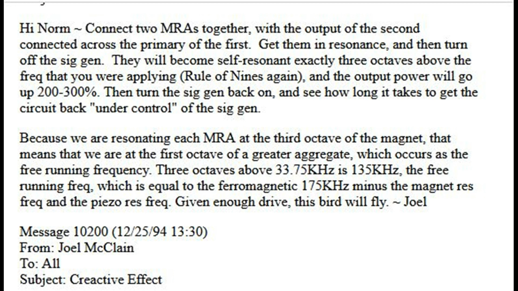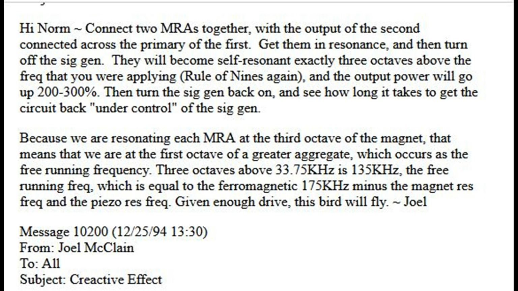Because we are resonating each MRA at the 3rd octave of the magnet, that means that we are at the 1st octave of a greater aggregate, which occurs as the free running frequency. 3 octaves above 33.75 kHz is 135 kHz, the free running frequency, which is equal to the ferromagnetic 175 kHz minus the magnet residential frequency and the piezo residential frequency. Given enough drive, this bird will fly.